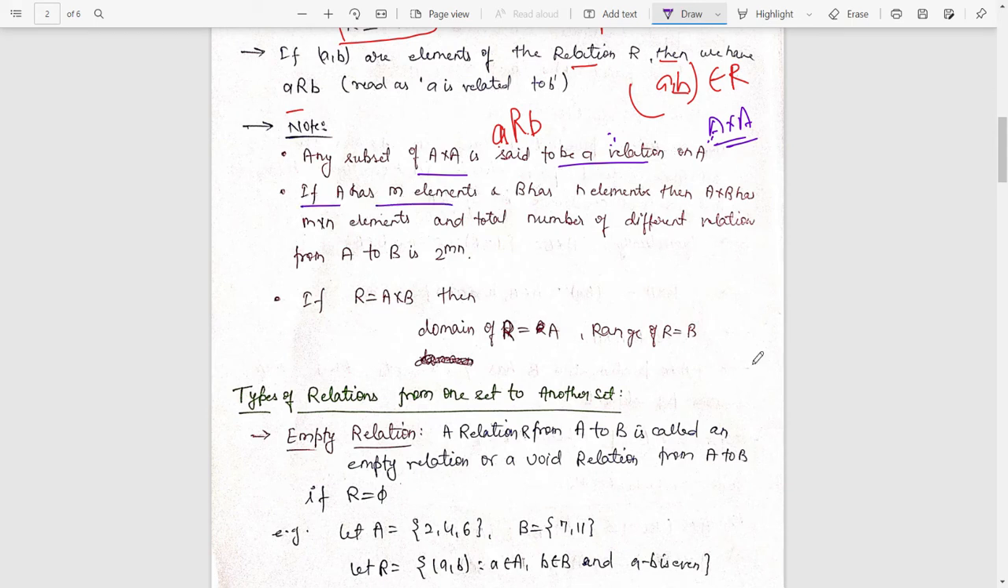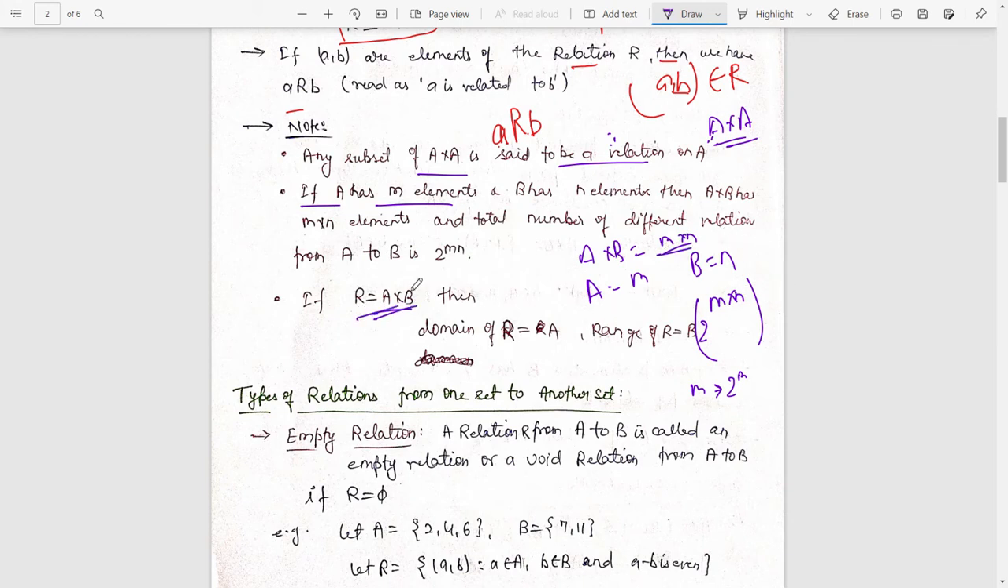Second thing, if set A has m elements and set B has n elements, then the total number of elements in A cross B will be m into n. So A cross B is a set where the total number of elements is m cross n. Now the total number of possible subsets among these m cross n elements will be 2 to the power m cross n. Like we have studied in sets, if there are n elements in a set, then the total number of subsets is 2 to the power n. So if there are m into n elements in the set, the total number of subsets will be 2 to the power m into n.